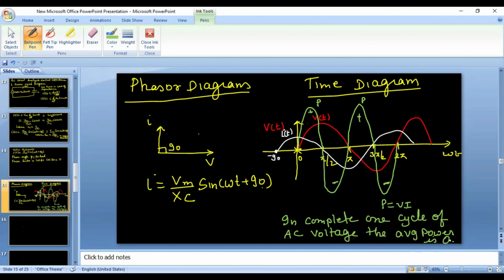So I hope, dear students, you are able to understand how we do the AC circuit analysis for a purely capacitive circuit.